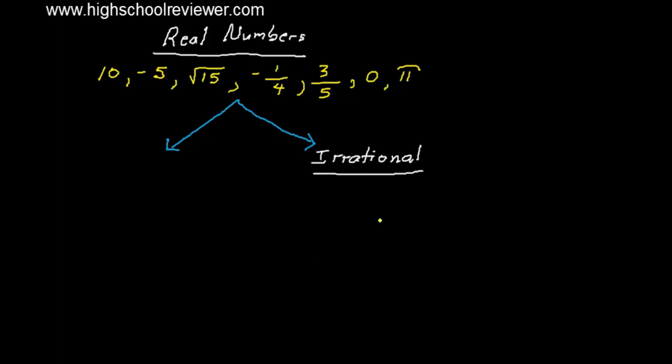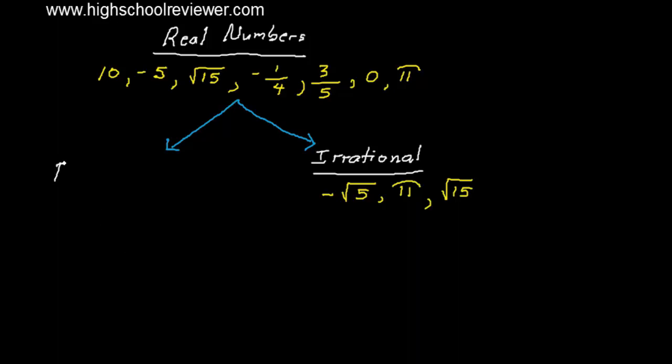The examples of irrational numbers are the negative square root of a number, for example, negative square root of 5. We also have pi. Pi is an example of an irrational number. And the positive square root of a number, like for example, the square root of 15. These are irrational numbers. And the opposite of irrational numbers, we have the rational.